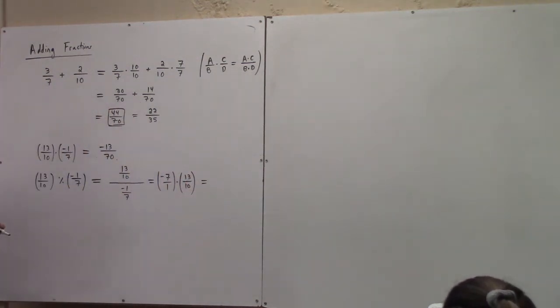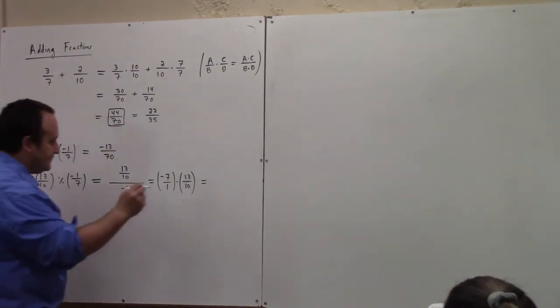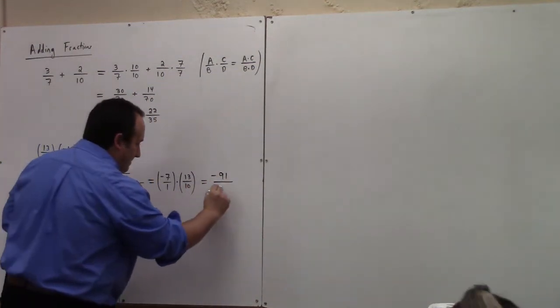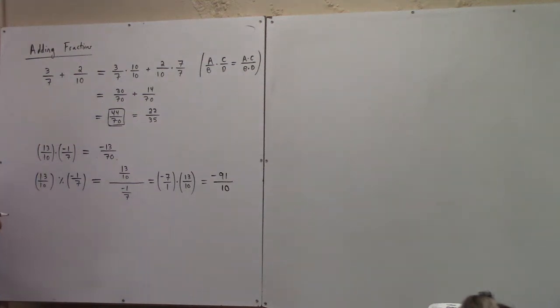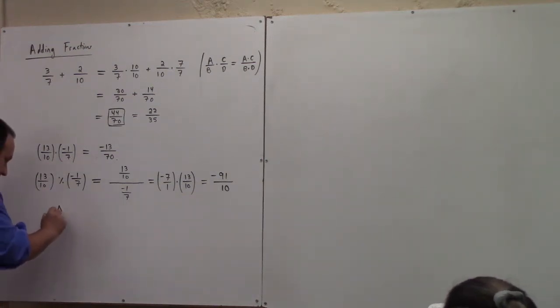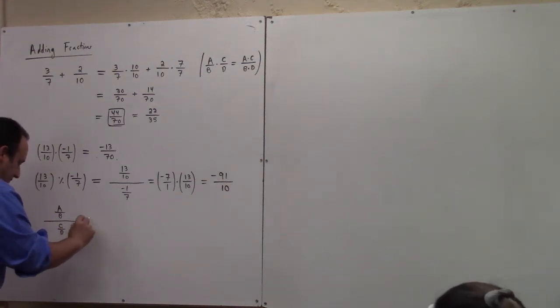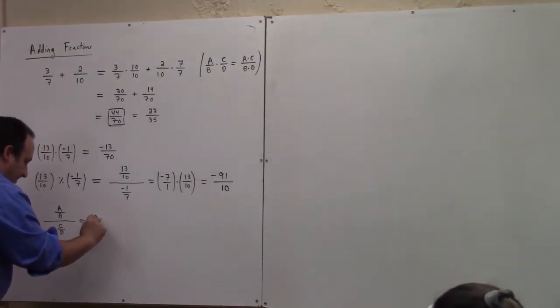Oh goodness, what is minus 7 times 13? It's 70 plus 21, it's minus 91. And downstairs we've got 10. So what's the generic algebra pattern we're using here? It's something like this: if we have A over B and we divide that by C over D, it's equal to what? It's equal to A times D divided by B times C.